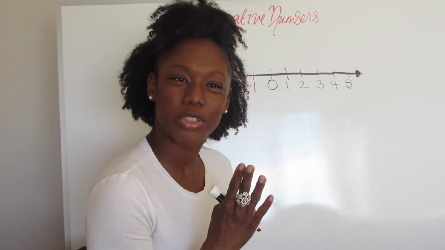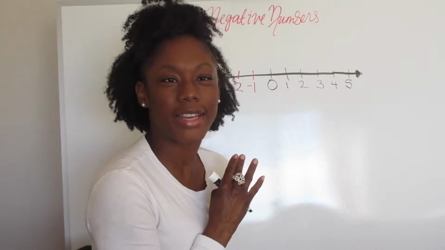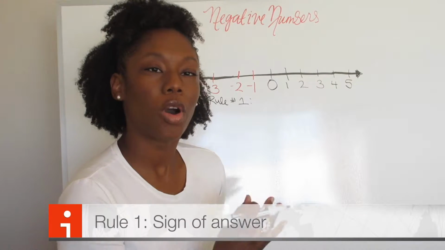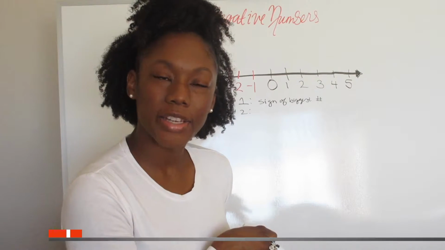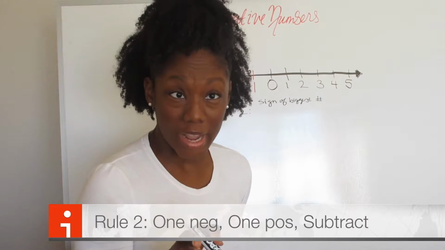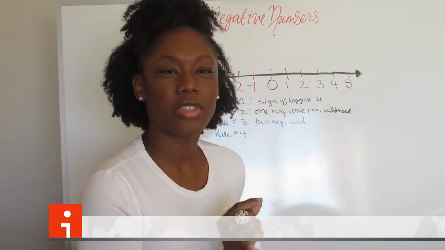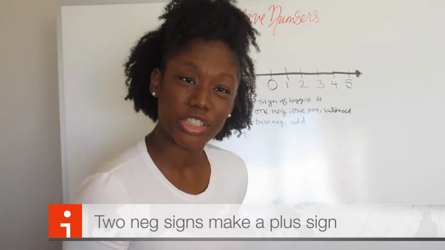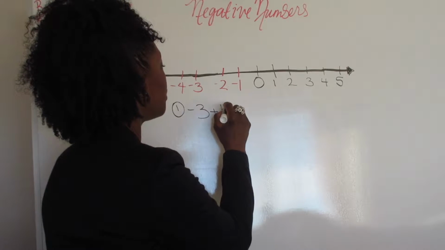Let me outline the rules first before we get started. There are 4 rules that you should follow when adding and subtracting negative numbers. Rule number 1: the answer will always have the sign of the biggest number. Rule number 2: if you have one negative number and one positive number, subtract. Rule number 3: if you have 2 negative numbers, add. Rule number 4: if you have 2 negative signs next to each other, they cancel each other out and they become a plus sign.